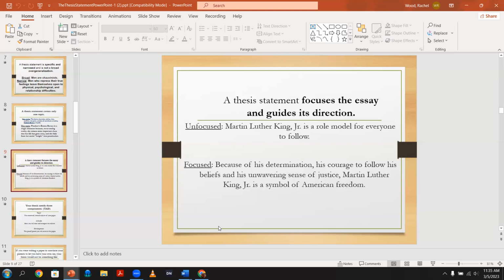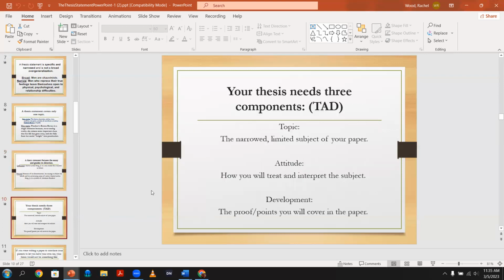Now, typically when you're looking at argumentative essays, you're looking at whether or not it has 3 major points in it. So the best way that I tell students is to make sure it has 3 components. And this is an acronym that helps me write papers. When I'm writing papers, it's topic, attitude, and development.